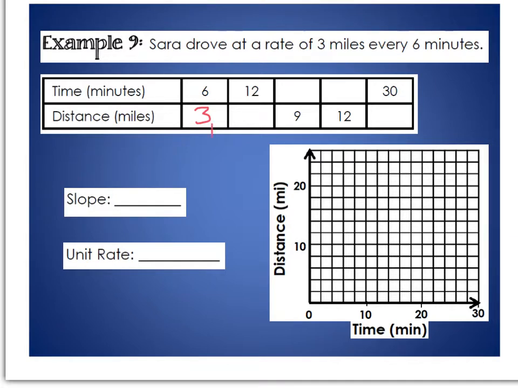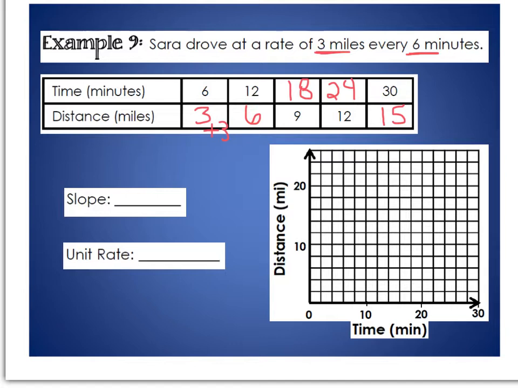So then we have to say, okay, well 3 miles plus 3 miles is going to give us 6 miles. Up here in our time we were counting by 6, and in our miles we're counting by 3. So at the top, 12 plus 6 would give us 18. 18 plus 6 would give us 24. And then at the bottom, again, we're counting by 3, so 12 plus 3 would give us 15.